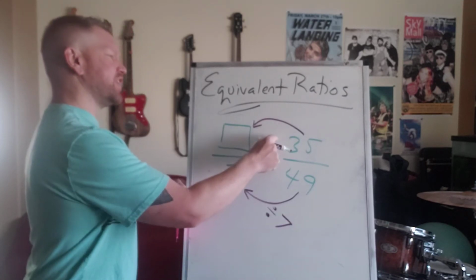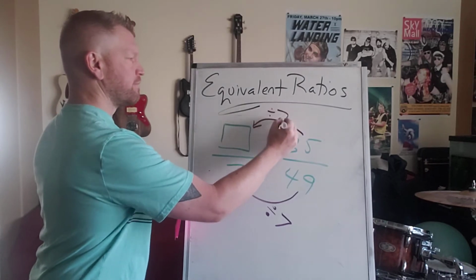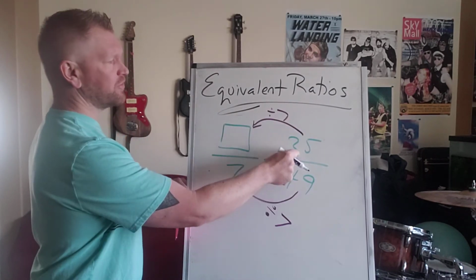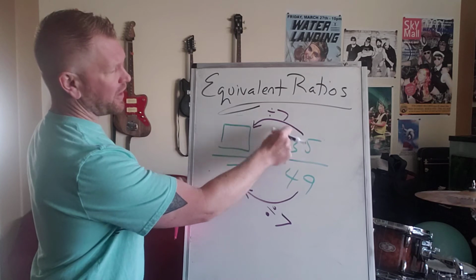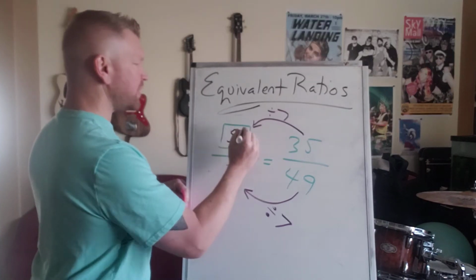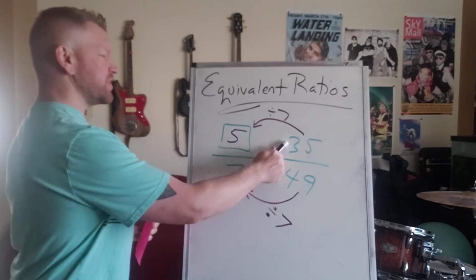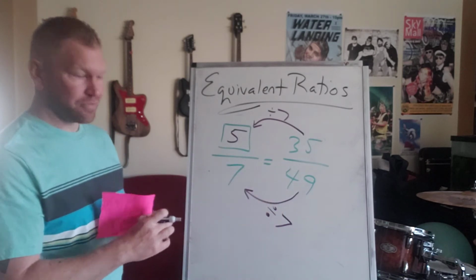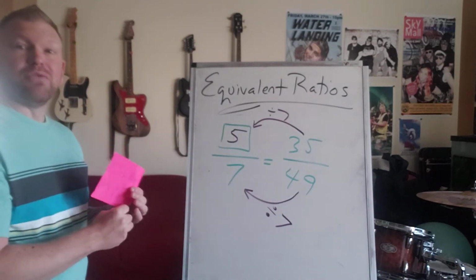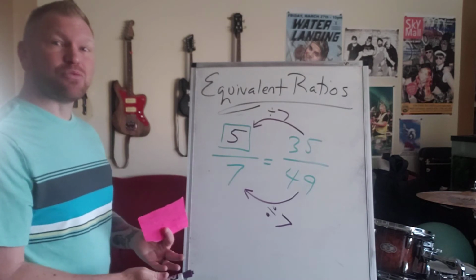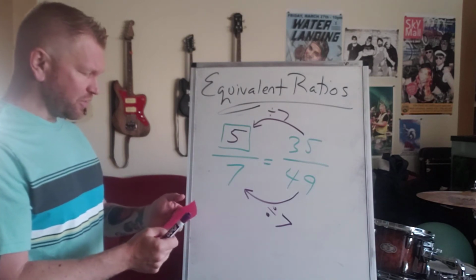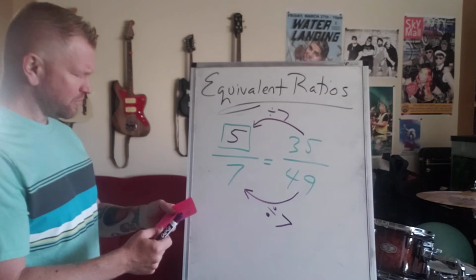That means I need to do the same for the numerator. If I divide the denominator by 7, divide the numerator by 7. So 35 divided by 7 is 5. So a 5 to 7 ratio is the same as a 35 to 49 ratio. And that's all there is to it with equivalent ratios. Again, it's the same exact rule as equivalent fractions. Let's do, I think we've got 3 more examples. Yeah, 3 more examples.